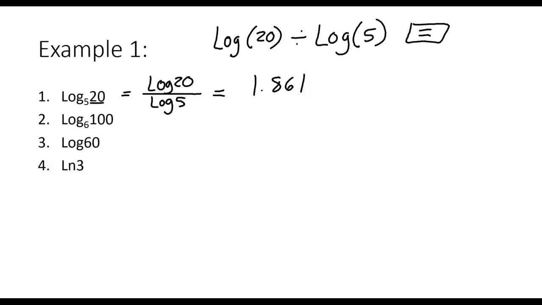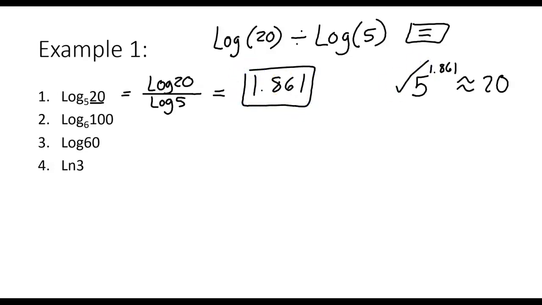1.861. Now, you don't have to write this, but that means that 5 to that power should be approximately equal to 20, right? If you want to try that on your calculator, do 5 to the 1.86 power. It should be really close to 20. But just to be clear, this is the answer. If you want to check your work, you can do that.